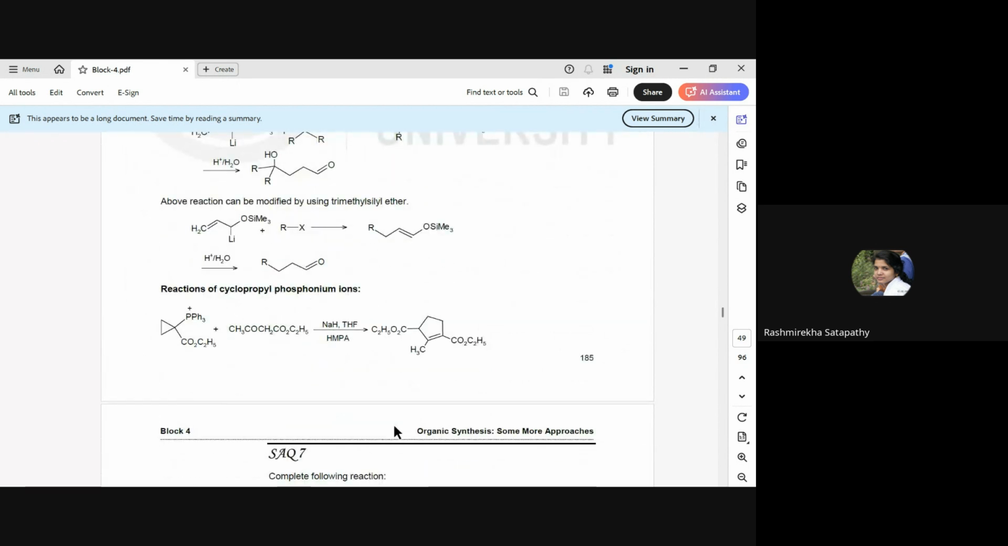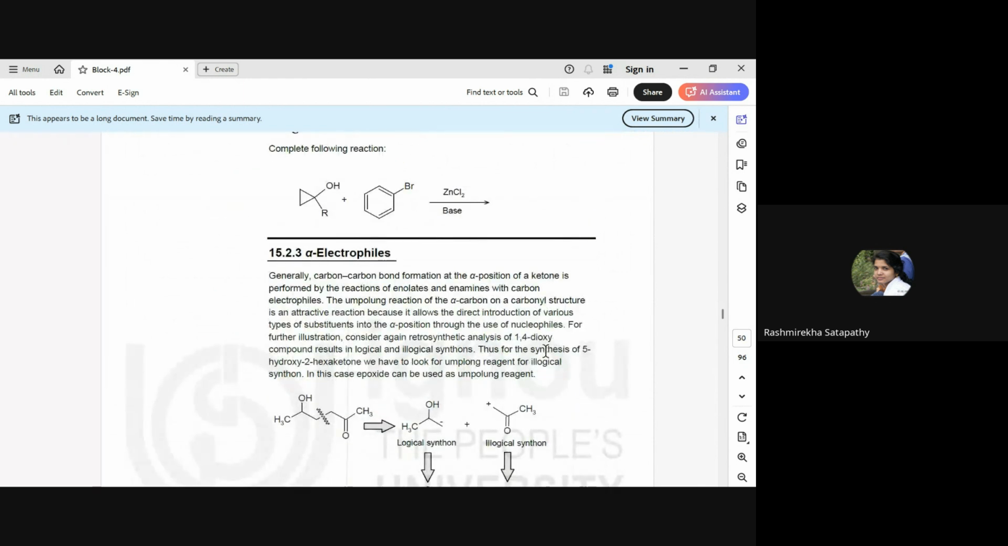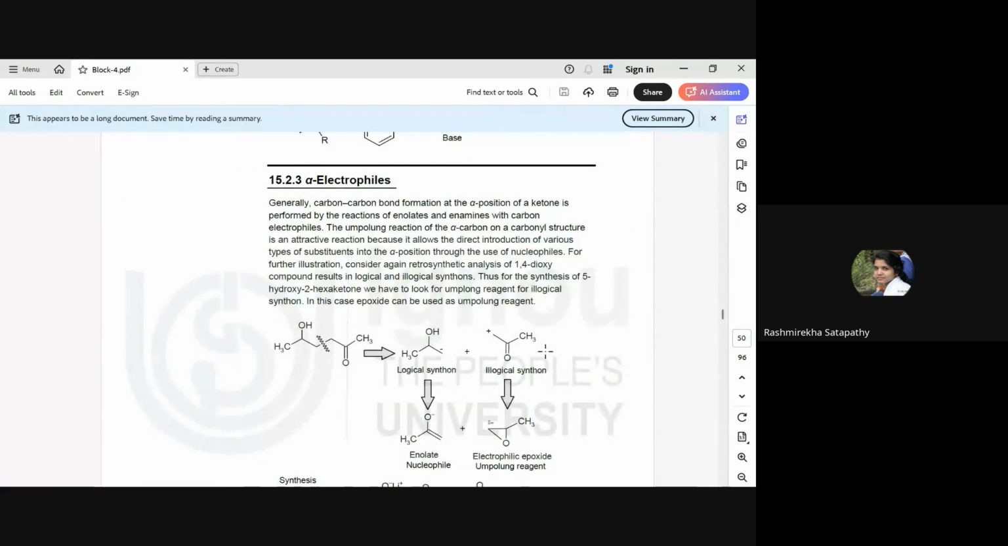Reactions of cyclopropyl phosphonium ions. Cyclopropyl phosphonium ion treated with the acetoacetate in the presence of sodium hydride forms this cyclic compound. Alpha electrophiles. Generally, carbon-carbon bond formation at the alpha position of the ketone is performed by reaction of the enolate and enamines with carbon electrophiles. The reaction at the alpha carbon of a carbonyl structure is an attractive reaction because it allows the direct introduction of various types of substituents into the alpha position through the use of nucleophiles.